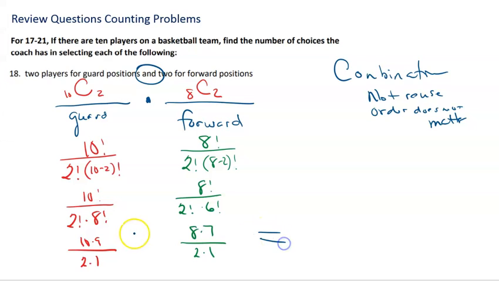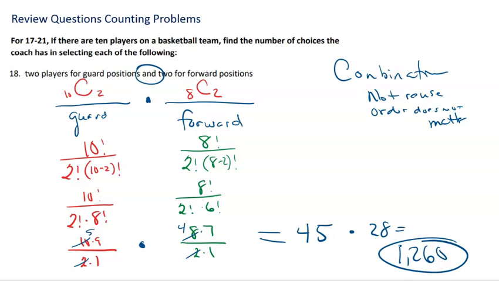so that's going to equal, remember, in the end I'm multiplying these two answers together. So I can divide 2 into this 10 right here. That leaves me with 5 times 9 is 45 divided by 1, which is 45. And then 2 goes into 8 4 times, and 4 times 7 is 28. Then finally 45 times 28 is going to give me, when I locate my calculator, here we go, 45 times 28, and I get 1,260 possibilities for selecting 2 guards and 2 forwards to play our game.